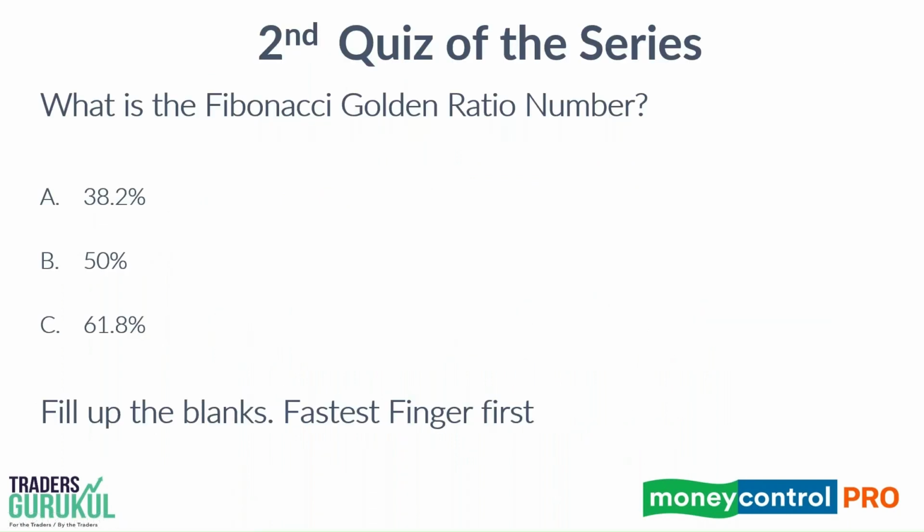Here is our second quiz of the series. What is the Fibonacci golden ratio number? I repeat once again. What is the Fibonacci golden ratio number? A 38.2, B 50%, C 61.8%. Fill up the blanks, fastest finger first.